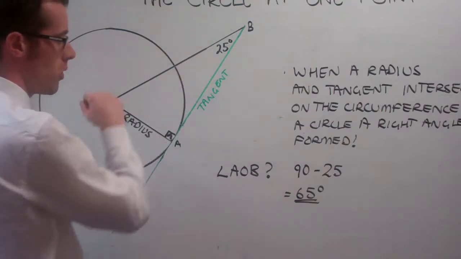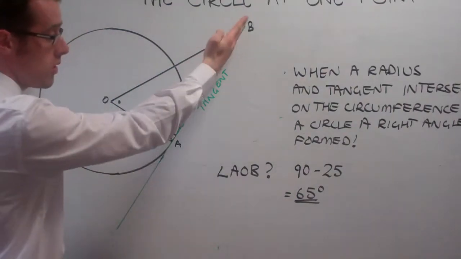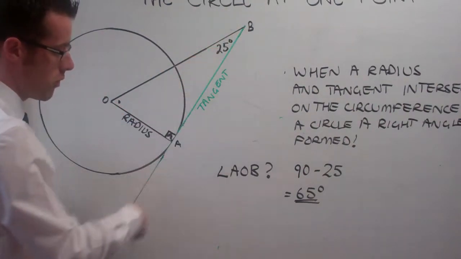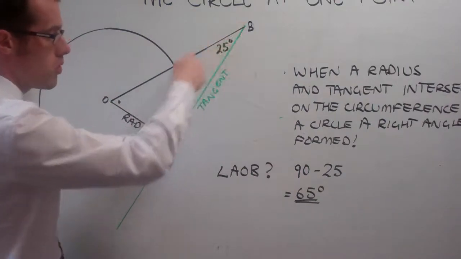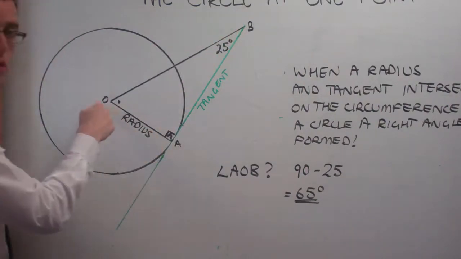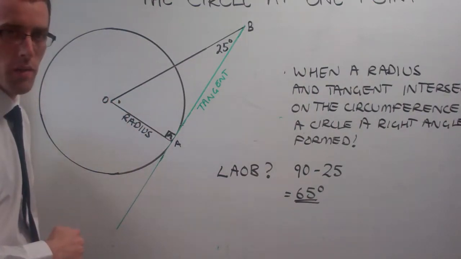So that's how we work out a missing angle when we have a tangent which forms a right angle triangle with a radius. We've got the radius and the tangent forming the right angle, and then we've got our hypotenuse here of a right angle triangle which joins these two up. We're forming a right angle triangle, as you can see, and we can therefore work out the size of that angle there.